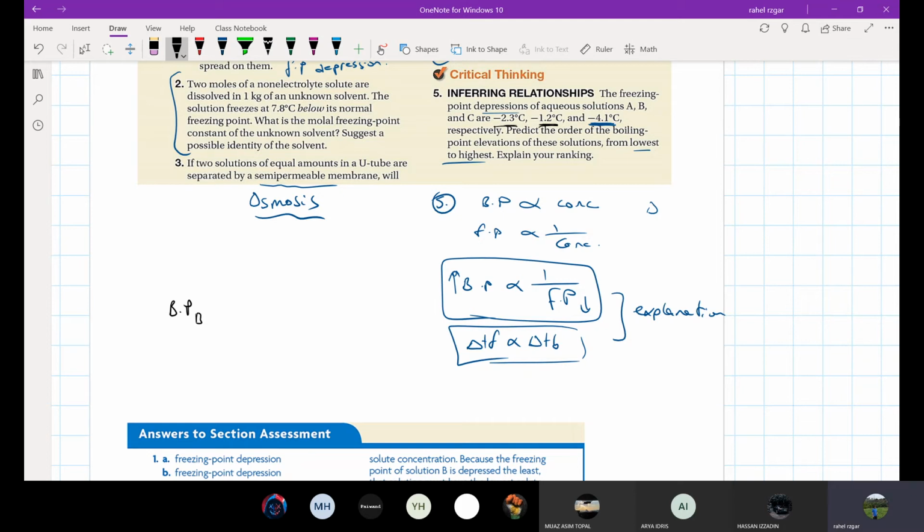Boiling point of B, or boiling point elevation. Sorry, it says delta TB of B, since it has the smallest change, the smallest change means the smallest boiling point. See, the smallest change, smallest boiling point. Delta TF is the smallest change. Delta TB is also the smallest change. So delta TB of B is also smaller than delta TB of A, smaller than delta TB of C.